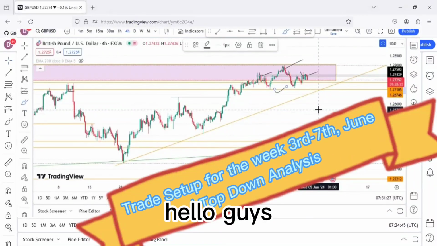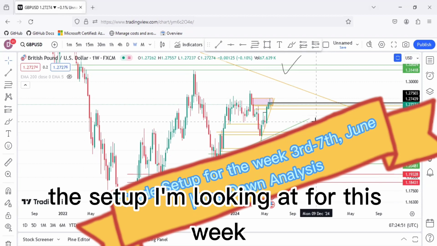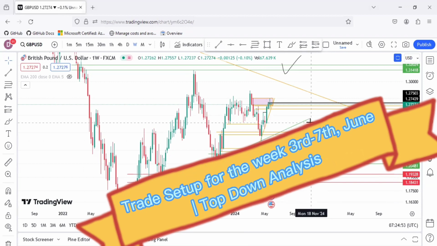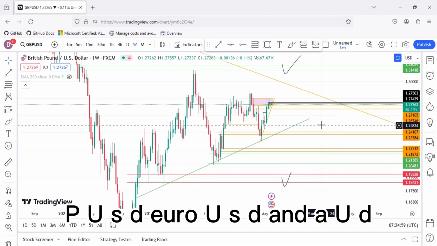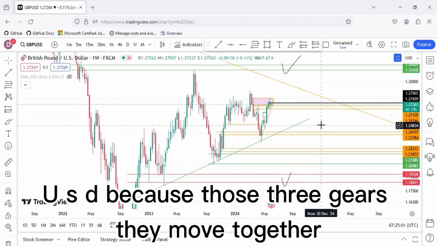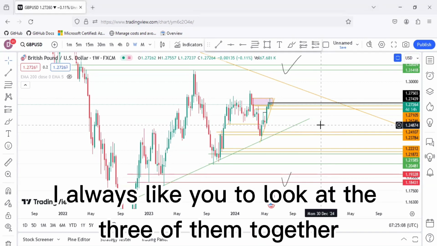Hello guys, I just want to quickly share with you the setup I'm looking at for this week. I'll be looking at GBP USD, Euro USD, and AUD USD because those three pairs move together. They are correlated pairs, so that is why I always like to look at the three of them together.